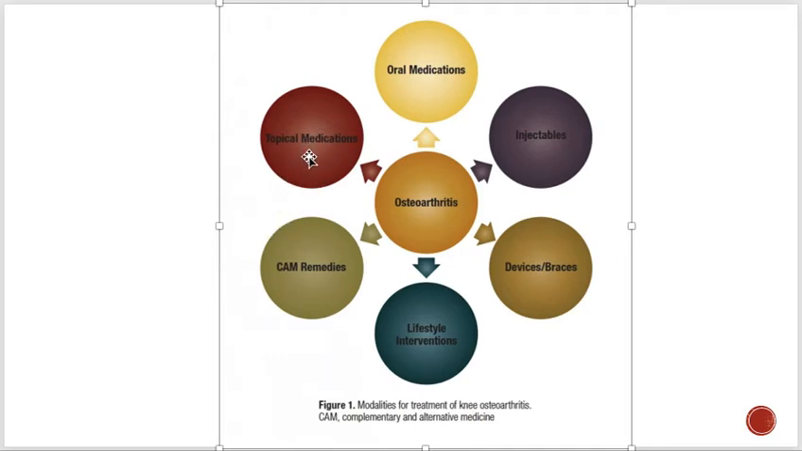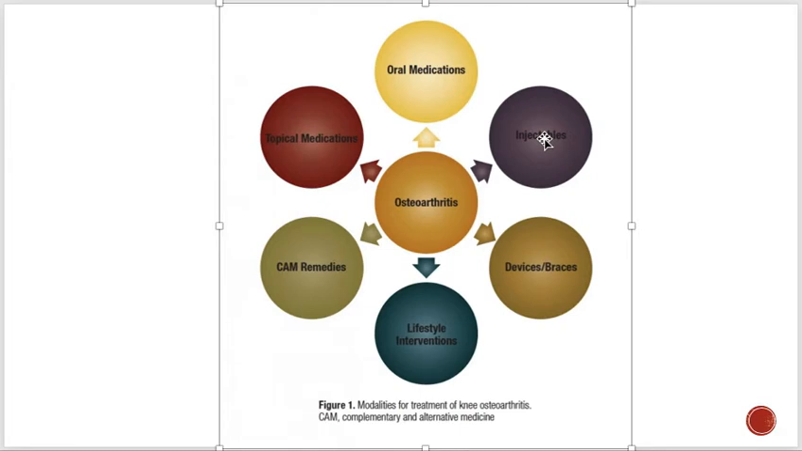So these can be given. Then comes the game of injectables. Now, when we talk about injectables, guys, there are different types of injectables. For example, there are intra-articular steroids, corticosteroid injections, which are useful in acute flare-up of this condition. Or intra-articular hyaluronic acid injections can be given as well.